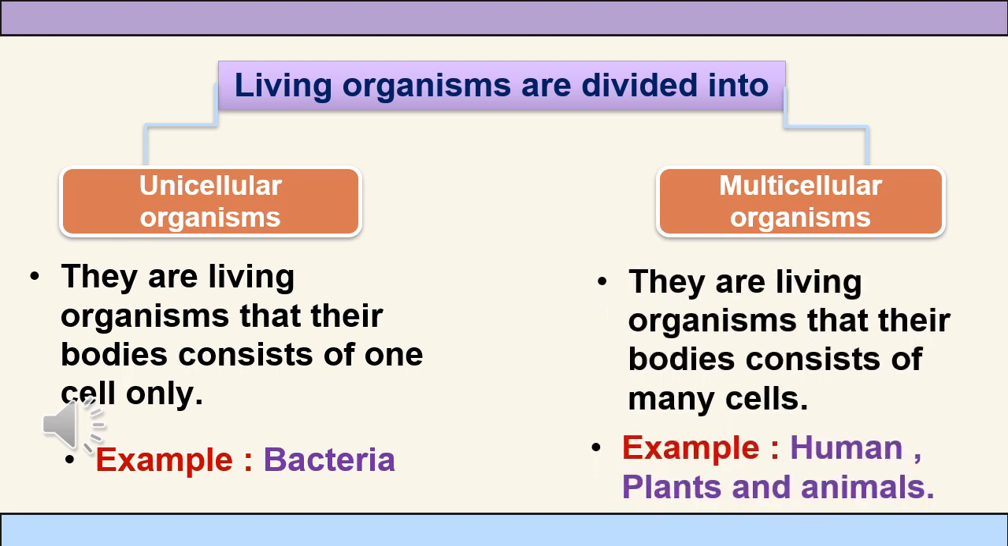As we said before, all living organisms consist of cells. But do you think that all living organisms have the same number of cells? Think more. Super girl! The living organisms are divided into two types: unicellular organisms, which are the organisms that their bodies consist of one cell only, like the bacteria, and multicellular organisms, which are living organisms that their bodies consist of many cells, like humans, plants, and animals.